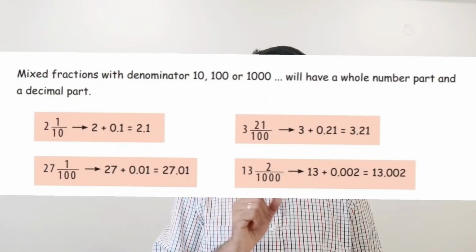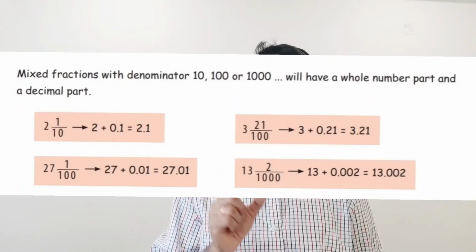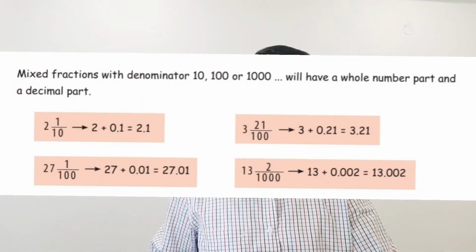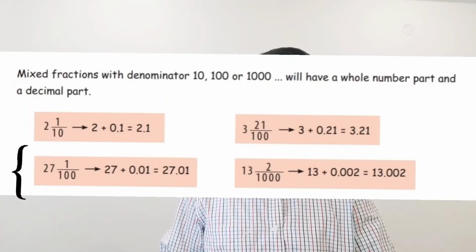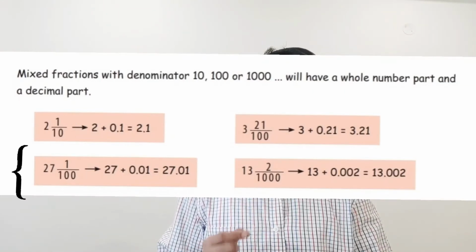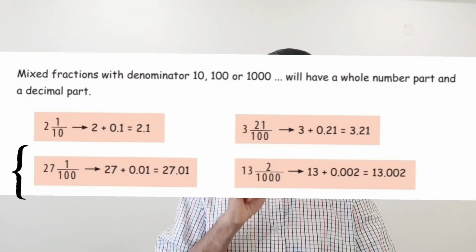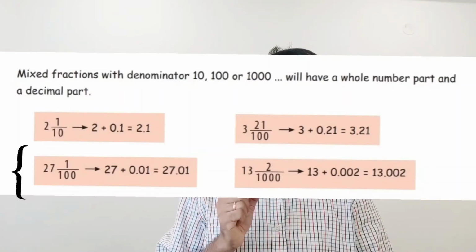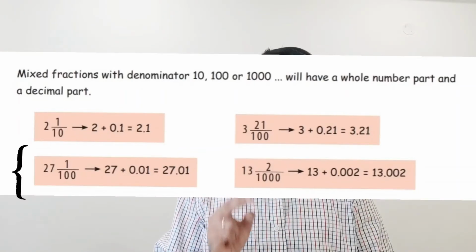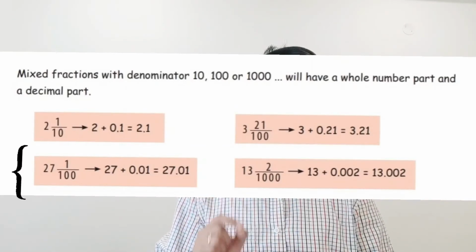Now what about mixed fractions? That's right, mixed fractions having denominators 10, 100 and 1000 will have a whole number part and a decimal part. Let's take an example. If you can see 27 1 by 100, correct? That's a mixed fraction. So what is the whole number part? That's right, 27. So we can write that as 27 plus 0.01, that is 1 by 100 is 0.01, and that is 27.01. Notice, because the denominator is 100, we have 2 decimal places, 0 and 1. So that's why it is 27.01.